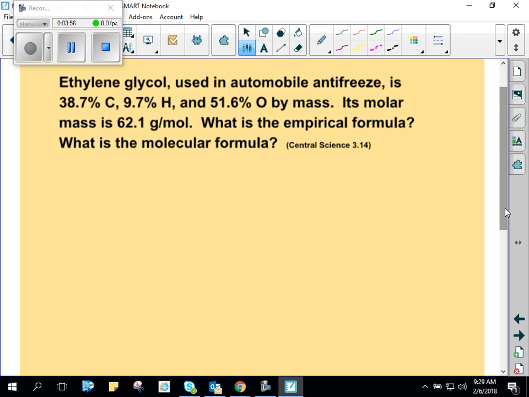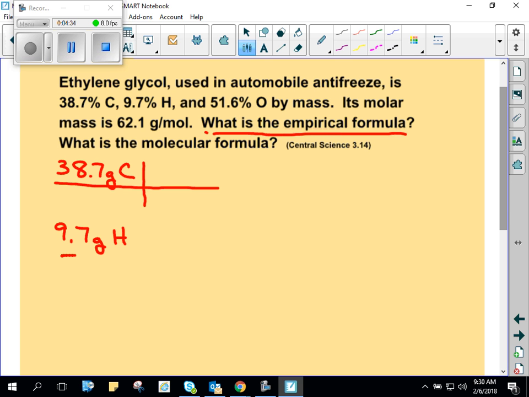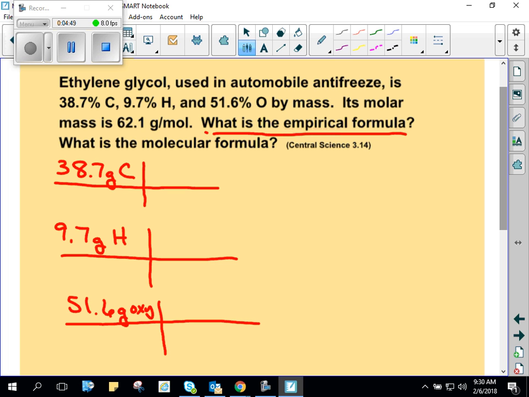Ethylene glycol. It's used in automobile antifreeze, and is 38.7% carbon, 9.7% hydrogen, and 51.6% oxygen. So the first question here is, what is the empirical formula? We did that yesterday. We took the percentages and assumed it was out of 100 grams to make my life easy. So we're going to take 38.7 grams of carbon, 9.7 grams of hydrogen, and 51.6 grams of oxygen. We're going to change them all into moles.